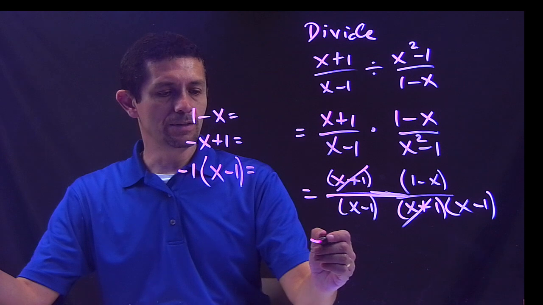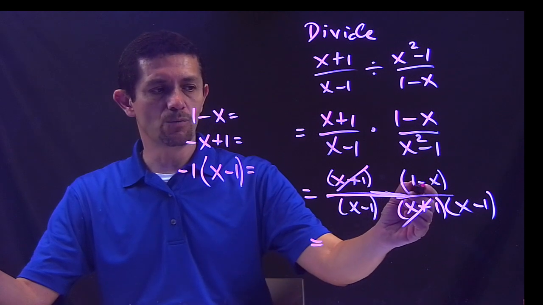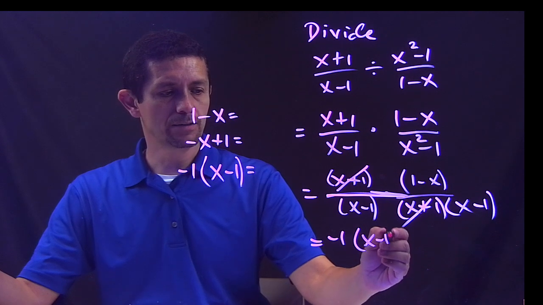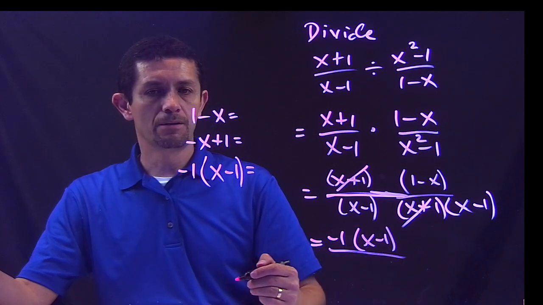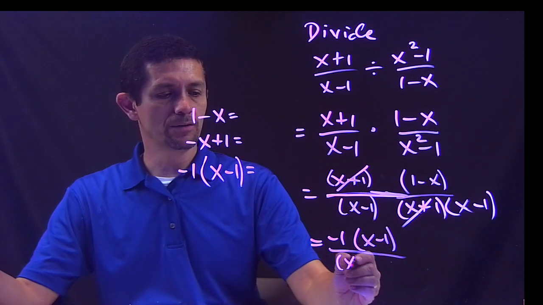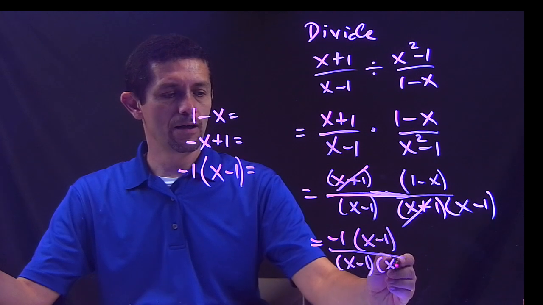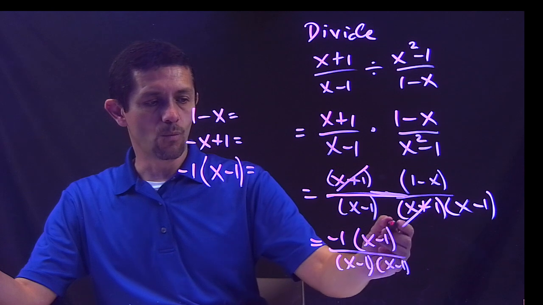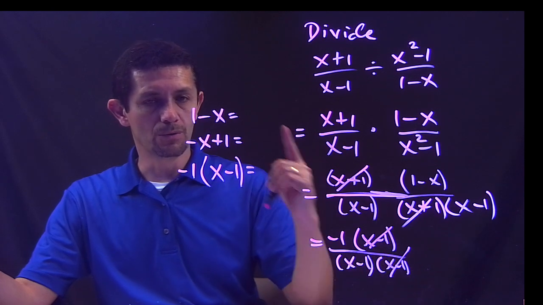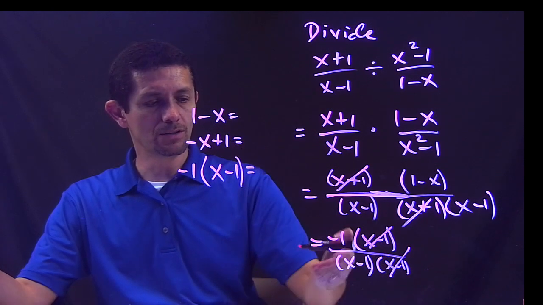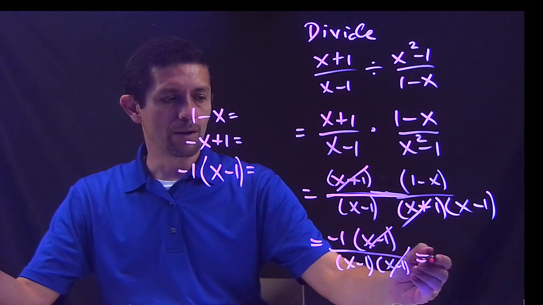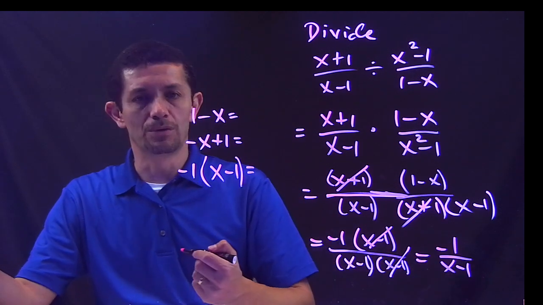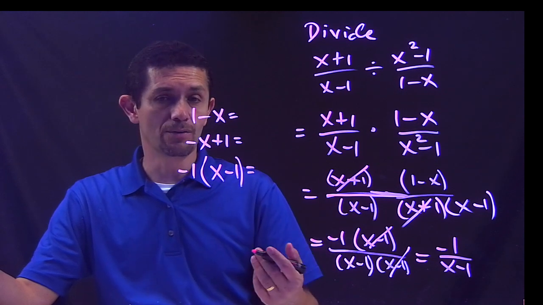So let me rewrite this. From the top, instead of 1 minus x, I'm going to write negative 1 times (x minus 1). In the denominator, I have x minus 1 and x minus 1 from the top. Now I can cancel 1 from the top with 1 from the bottom. Only 1, all right? Not the two of them, only 1. My final answer will be negative 1 over x minus 1, and that's technically your final answer.